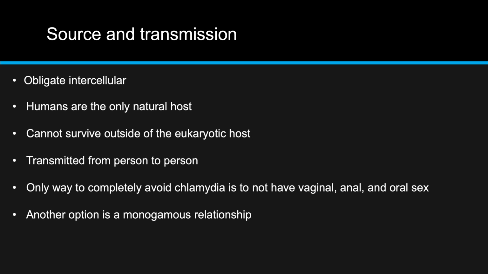Chlamydia trachomatis is an obligate intracellular pathogen. Humans are the only natural host. They cannot survive outside of the eukaryotic host. Chlamydia trachomatis is transmitted from person to person via vaginal, anal, or oral sex with someone with the infection. It can also be transmitted from mother to infant via the infant's contact with the mother's genital tract during birth. The only way to completely avoid chlamydia is to not have vaginal, anal, or oral sex. Another option is being in a long-term, mutually monogamous relationship with a partner who has been tested and does not have chlamydia.